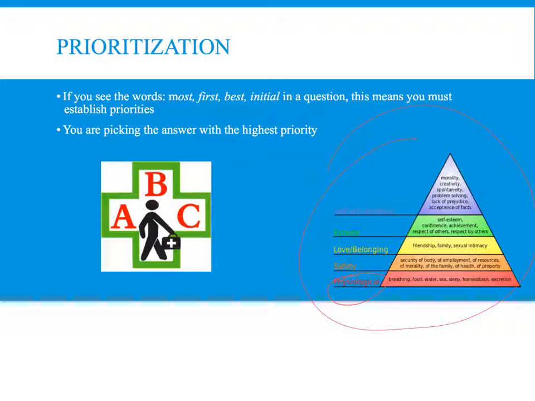We make sure that they have their physiological needs first. And so when we're looking at prioritization, as far as words like best, priority, initial, first, we're going to be looking at those physiological needs such as breathing, food, water, sex, sleep, homeostasis, and excretion. Those are going to be your high priority needs of your patient. So if you had a choice between food and self-esteem, of course we have to pick, as far as prioritization, the food first. So just think about those types of things when picking your answer.